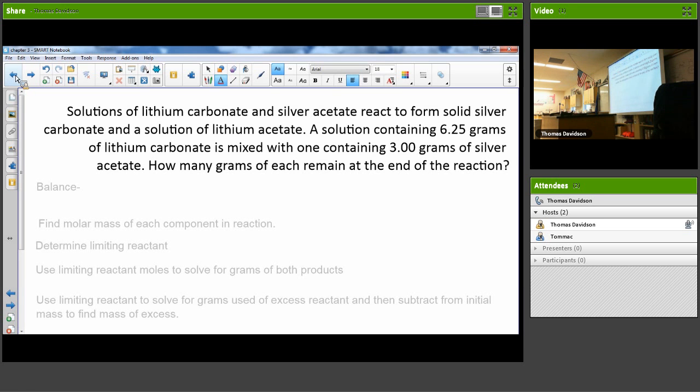Okay, go ahead and just pause this real fast and see if you can work through this problem. Okay, so once again, this is just like the one on the test. You do need to know Ag is a +1.